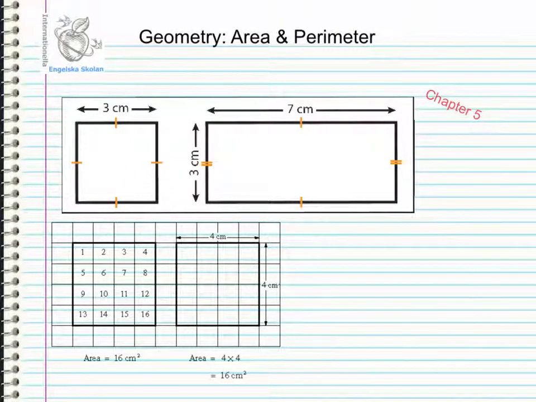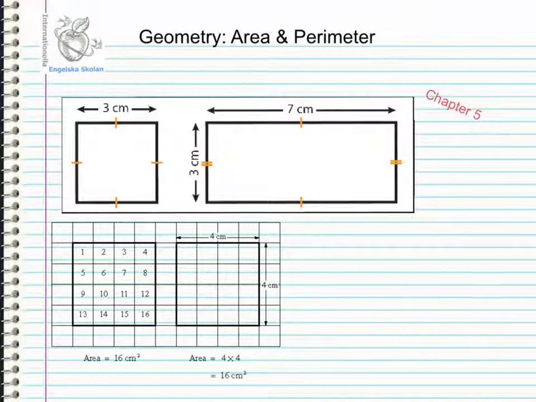Before we go ahead and continue to find the area of these above shapes, I'd like to draw your attention to these two shapes down here. Now these two shapes are the exact same dimensions. They're both 4 centimeters wide and 4 centimeters long. The shapes have a grid inside them, and each grid is a 1 centimeter by 1 centimeter square.